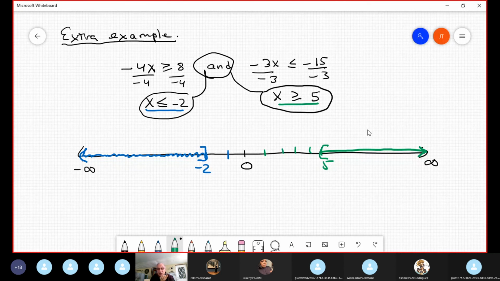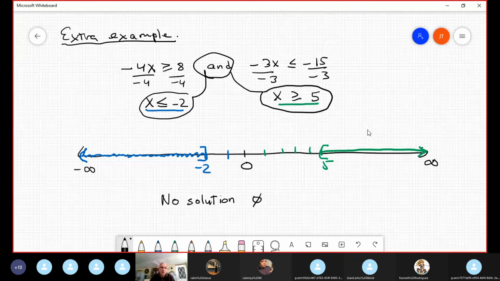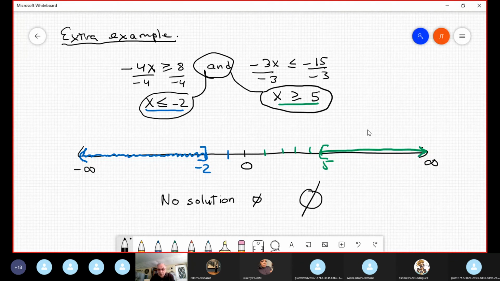So, my question is, what is the common element between the blue and the green? They don't have any common element, Professor. Exactly. Therefore, no solution. No solution. Okay, the symbolic way to indicate no solution is using that symbol. And this symbol is the empty set. Empty set. Okay?